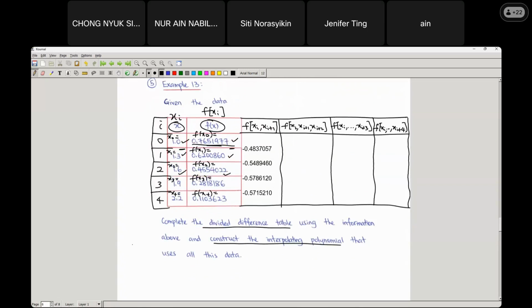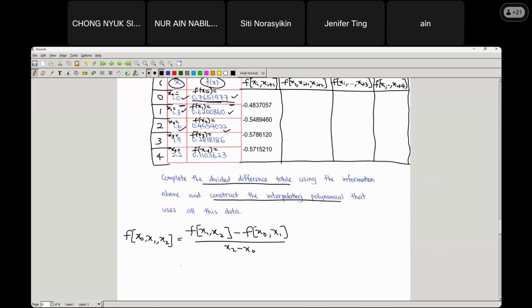Okay, so now let us come back here. So we want to calculate f when i equals 0. So we have x0, x1, and x2. So what is the formula? The formula is f[x1, x2] minus f[x0, x1] divided by x2 minus x0. Okay, so what is our f[x1, x2]?